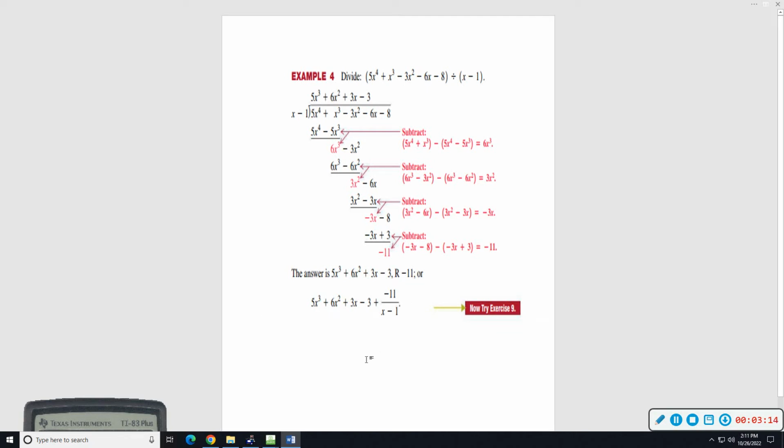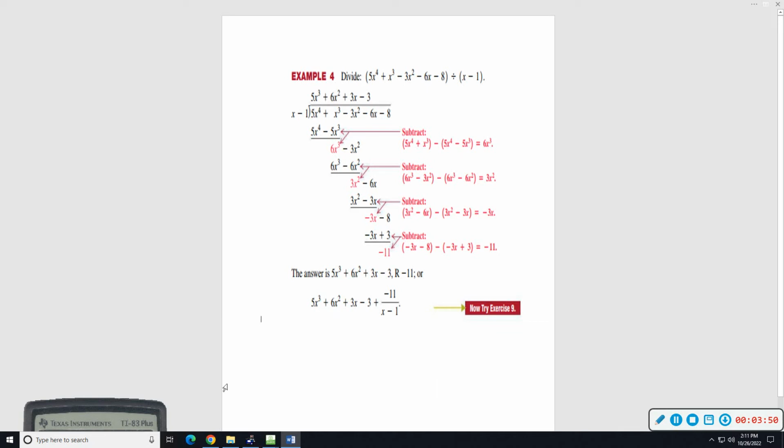I would have preferred if they wrote R equals. That's what I like to do. Or the quotient plus remainder over divisor. So negative 11 was the remainder over the divisor, just like 7 divided by 2 is 3 1/2: remainder over the divisor. The way we'll see it primarily is just with the R, remainder equals negative 11. And I do think they should have had an equals there.